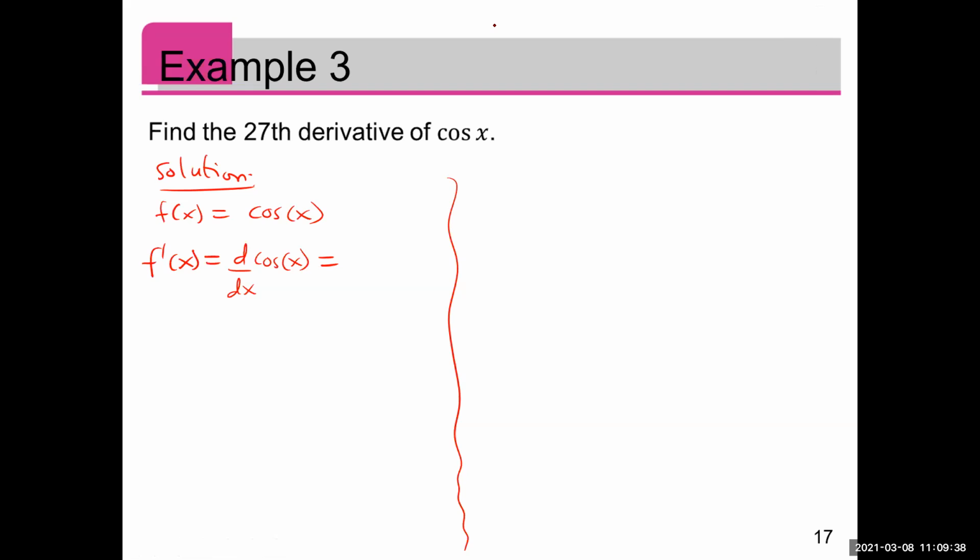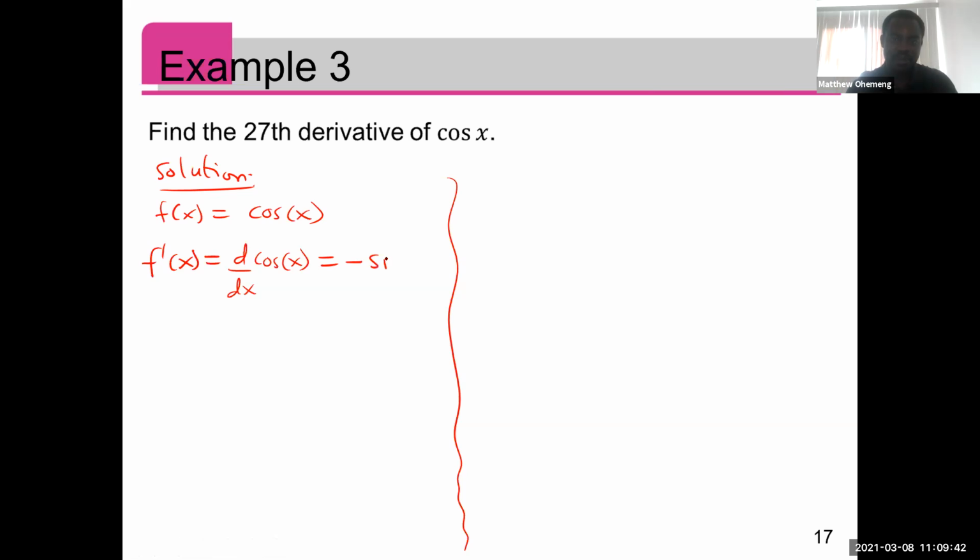Very negative. Perfect, perfect. It's negative sine of x. Perfect, thank you. Yeah, so negative sine of x. Okay, now this is the first derivative.